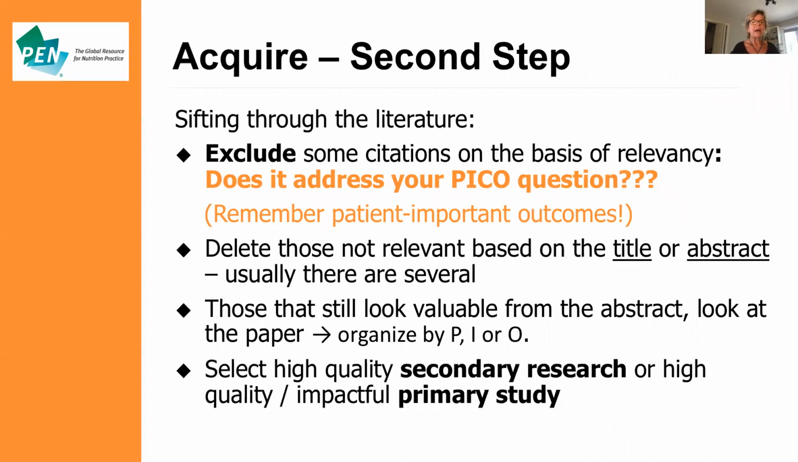So relating this back to the search strategies we were looking at before, we're thinking about the hierarchical evidence and identifying the systematic or secondary research or primary research right from the beginning. As we're starting to look at the articles that were retrieved, we can exclude some right away based on relevancy. Does it address the PICO question? And I want to remind you about those patient important outcomes here.